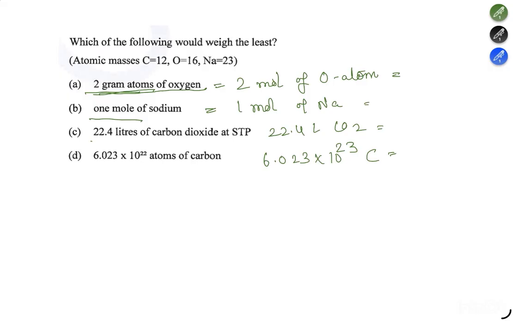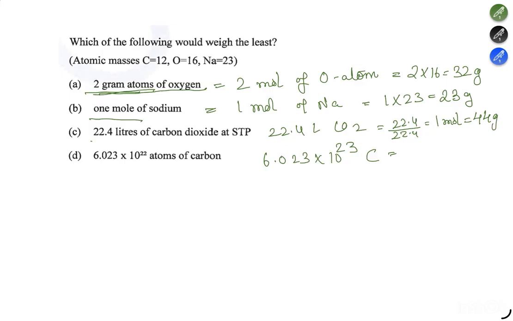So 2 moles of oxygen atom, as you can see the masses are given here. 2 moles of oxygen atom means the mass will be 2 multiplied by 16, which is 32 gram. 1 mole of sodium is already given, 1 into 23, which is equal to 23 gram. Carbon dioxide 22.4 liter means how many moles are there? So 22.4 divided by 22.4, which is 1 mole, and you can calculate the 1 mole mass of carbon dioxide, which is 44 gram.